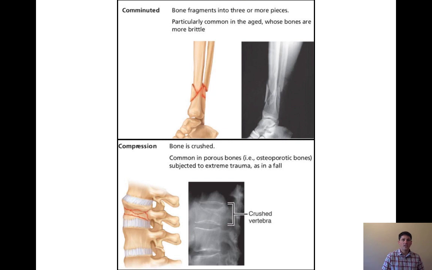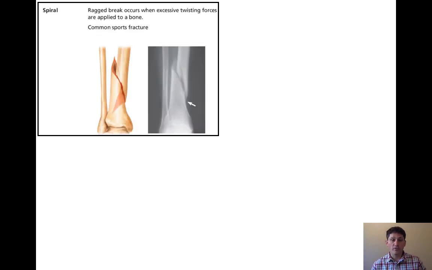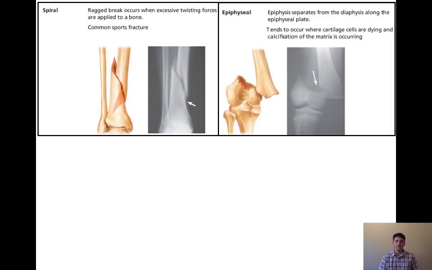Compressional fractures, the bone actually gets crushed, so we see this in osteoporotic individuals where they're really porous, or if they fall. Spiral fractures, these are generally kind of ragged, and this is when we have these twisting forces applied to a bone. We see a lot of these spiral fractures in sports.